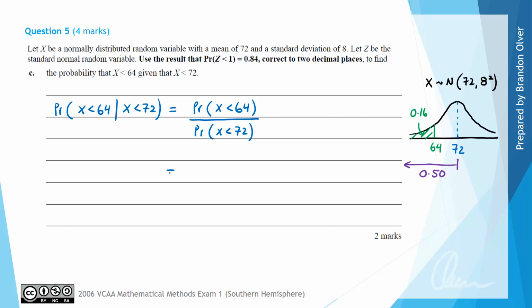Using that information, we find that the top line, the probability that x is less than 64, is equal to 0.16, divided by the probability that x is less than 72, which is 0.50. Of course, that can be simplified to 16 over 50, which in its simplest form is the fraction 8 over 25. That is the answer to part C.